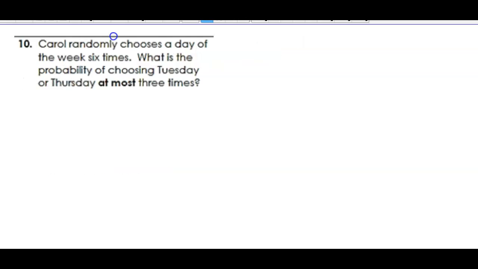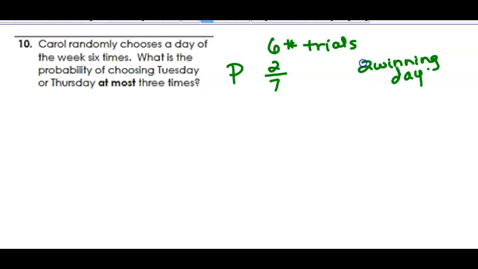So I am going to do number 10 first. It says, Carol randomly chooses a day of the week 6 times. So 6 is the number of trials. What is the probability of choosing Tuesday or Thursday? So there's 2 out of 7 days of the week that we're calling winners. What is the probability that she does this at most 3 times? So we could do this 6, 2/7 if she picks it once.